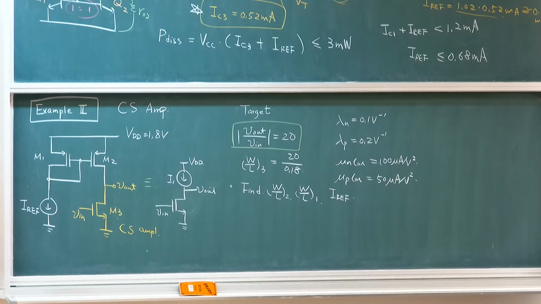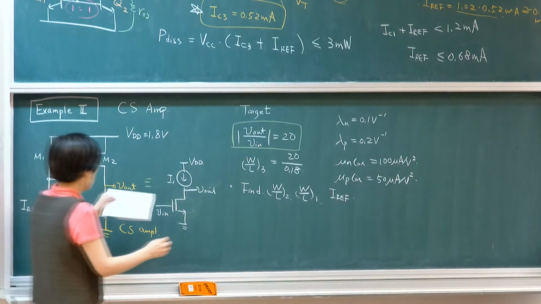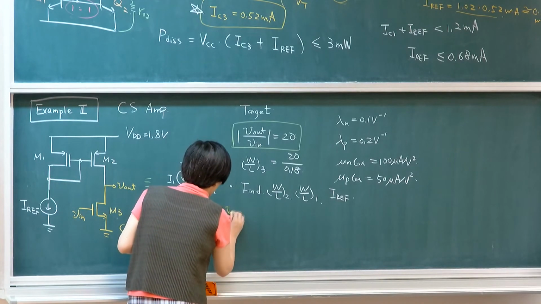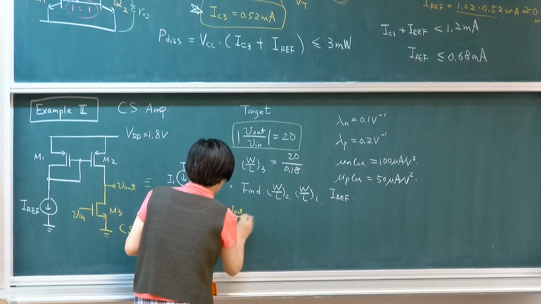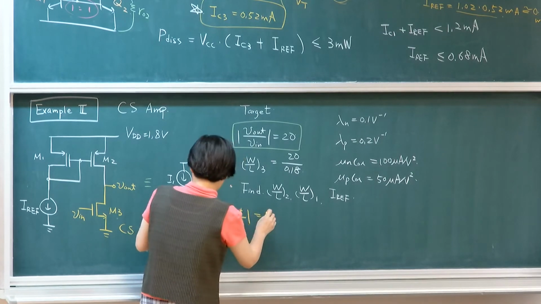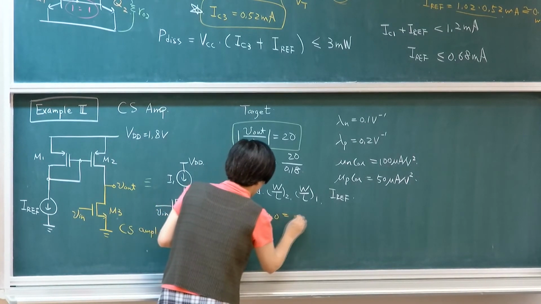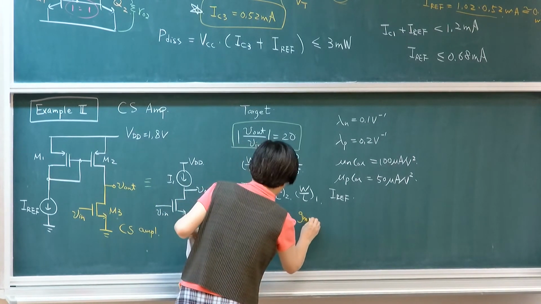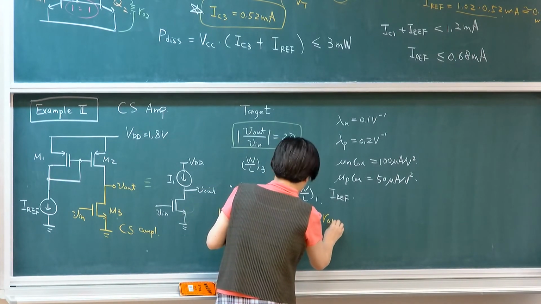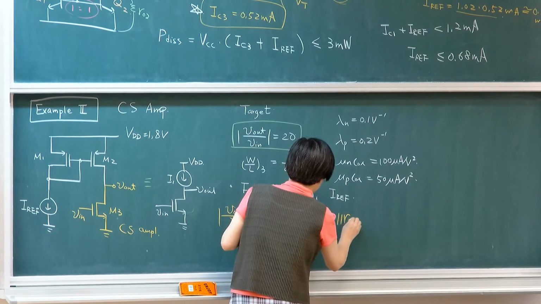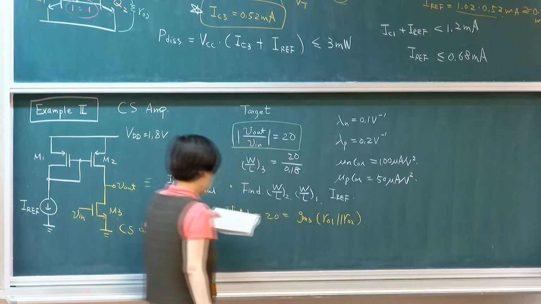In this case, our spec is overall gain. So the gain, we know that VL versus Vin equals 20. It's actually GM3 times RO1 in parallel RO2. Okay?